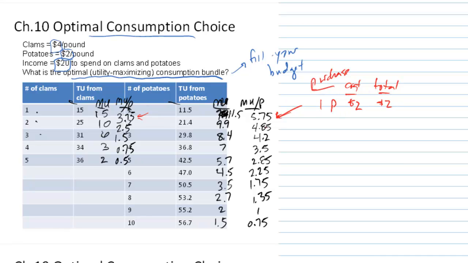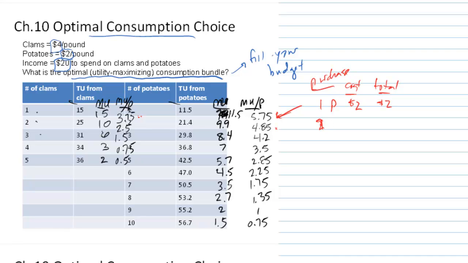Okay, now I'm comparing, do I buy the second pound of potatoes for 4.85, or do I buy, I'm still on the first pound of clams. This is the trickiest part of this. Don't go on to the second pound of clams yet because you haven't bought the first pound of clams. First pound of clams gives me 3.75. Still, the potatoes are better, so buy another potato.